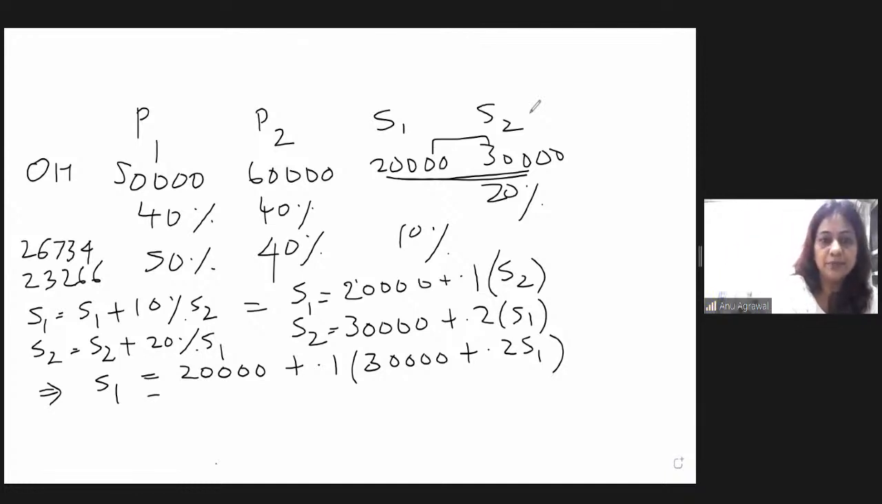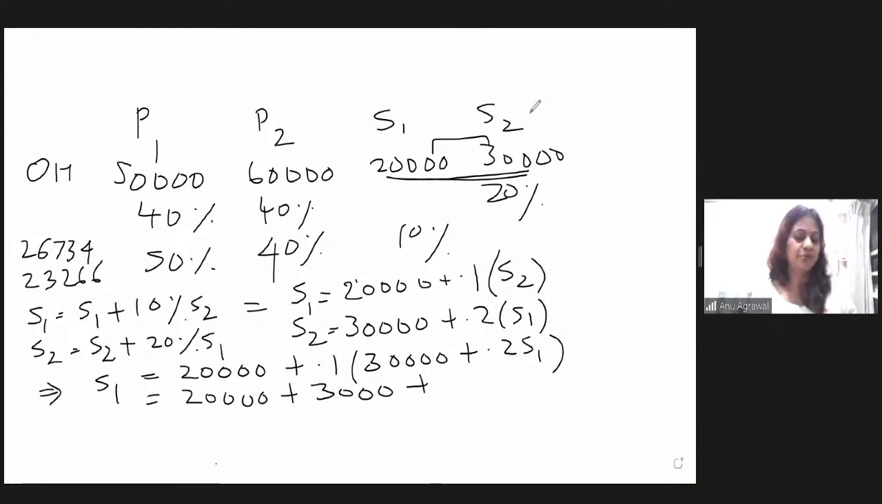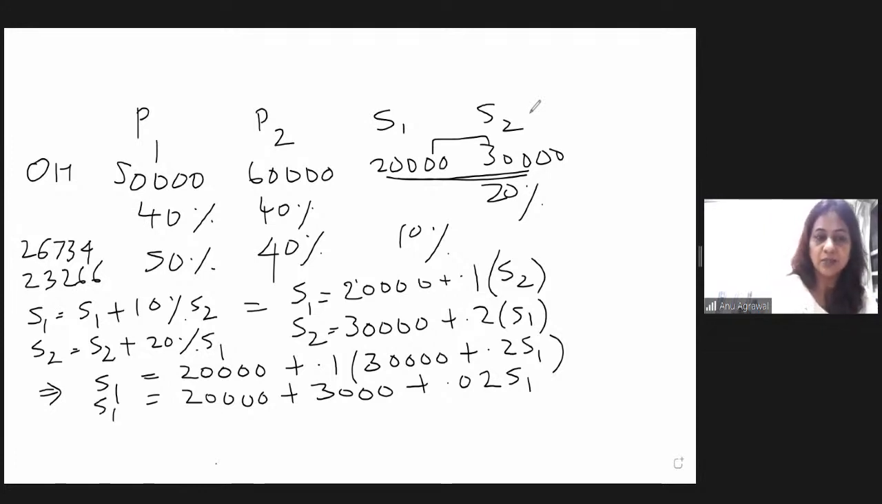Can I open the equation? So it will be 20,000 plus 0.1 into 30,000, which is going to be 3,000. 0.1 into 0.2 should be 0.02, but still I'll check. 0.1 into 0.2 will be 0.02 S1. Equation is open, so can you just take this side? So it will be S1 minus 0.02 S1, so it will be 0.98 S1 is equivalent to 23,000.